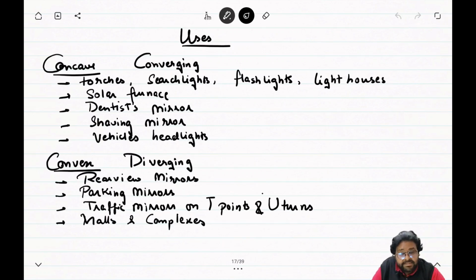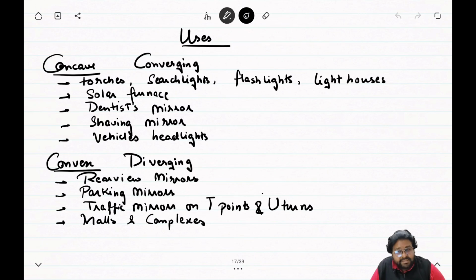Now vehicle headlights. The headlights of vehicles are also concave in shape, and the configuration of the light is at 2 point. You must have seen low beam and parallel beam or high beam in vehicles. High beam, the bulb filament is at F, so light goes parallel, and low beam is a spread-out configuration, that means between F and P.